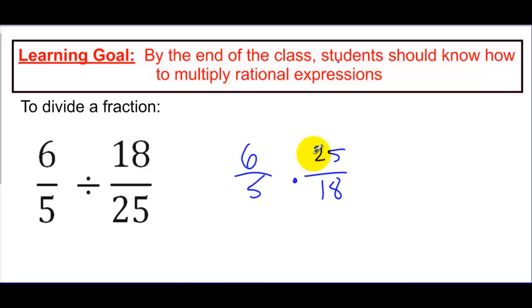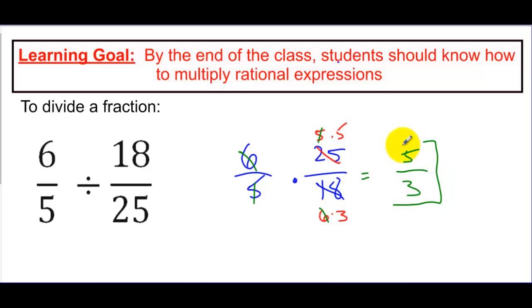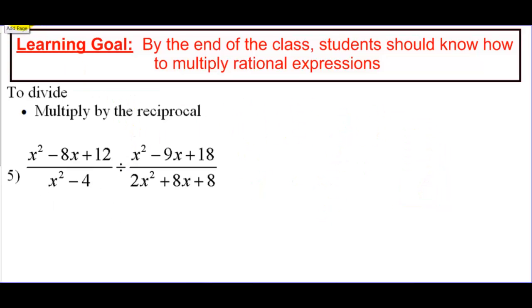Okay. And then I'm going to proceed like I normally did with multiplication. I'm going to say this 18 is really the same as 6 times 3, and the 25 is the same as 5 times 5. And then I can do my canceling. The 5 here cancels out the 5 there. 6 cancels 6, and now I can go across the top and the bottom. It looks like 5 is the only thing left on top, 3 is the only thing left on the bottom. So I would say the quotient, which is the answer to the division problem, 6/5 divided by 18/25, is 5/3.